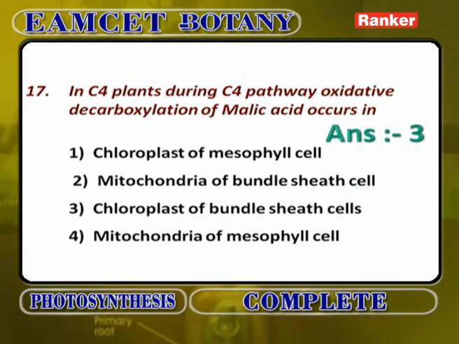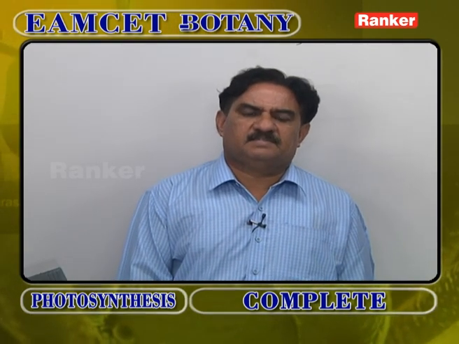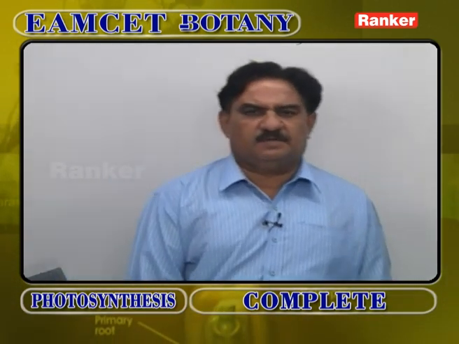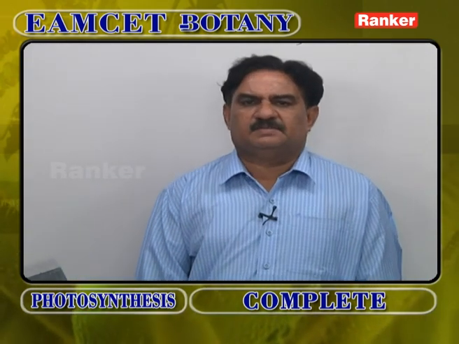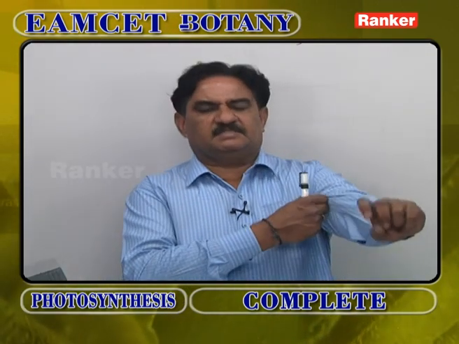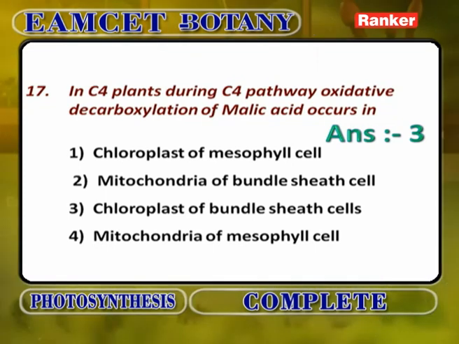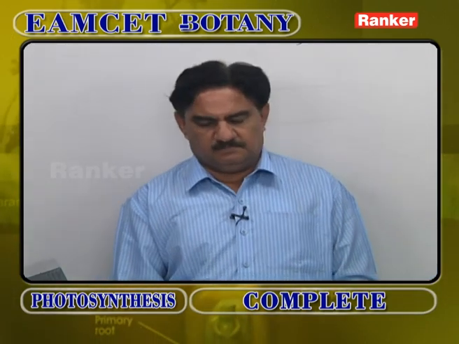In C4 plants, during the C4 pathway, oxidative decarboxylation of malic acid occurs. The process starts in the lumen of mesophyll cells. What happens? PEP takes carbonate ions and becomes oxaloacetic acid. Oxaloacetic acid sometimes undergoes transamination and converts into aspartic acid. But most of the time, oxaloacetic acid moves from the lumen of mesophyll chloroplast to mesophyll cells. Here it undergoes reduction and converts into malic acid. Malic acid now moves from mesophyll cells to bundle sheath cells.